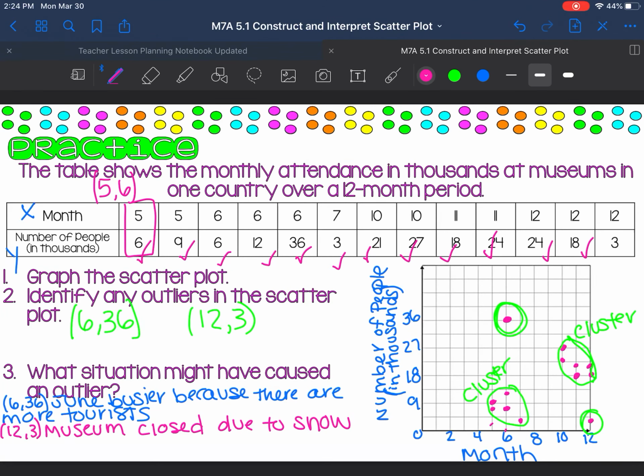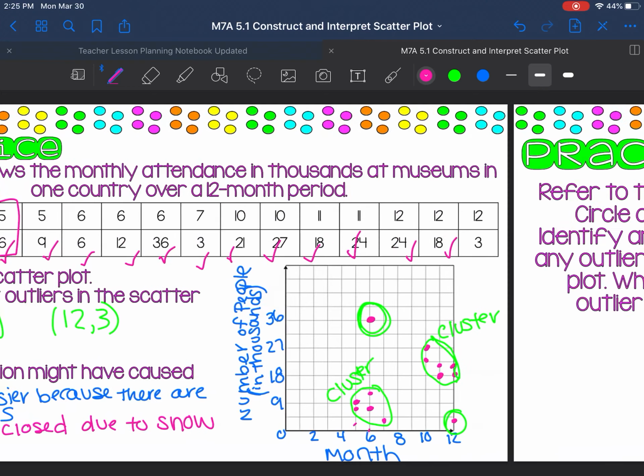So as you can see, there are multiple different answers for this. You're just going to interpret the scatter plot and put what you think it could be. As long as it's reasonable, you're not wrong. All right, so let's take a look at our final practice problem.